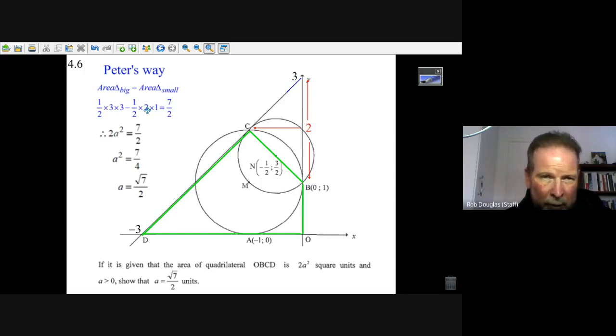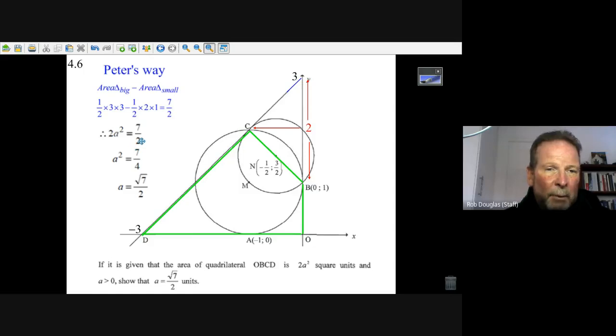Well, 1/2 of 2 is 1, times 1 is 1. This is 9 over 2, 3 times 3 is 9 over 2, minus 2 over 2, that's 7 over 2. Well, that's a fast way of coming up with the whole area of this green quadrilateral: it is 7 over 2 square units. Well, that equals 2a squared.